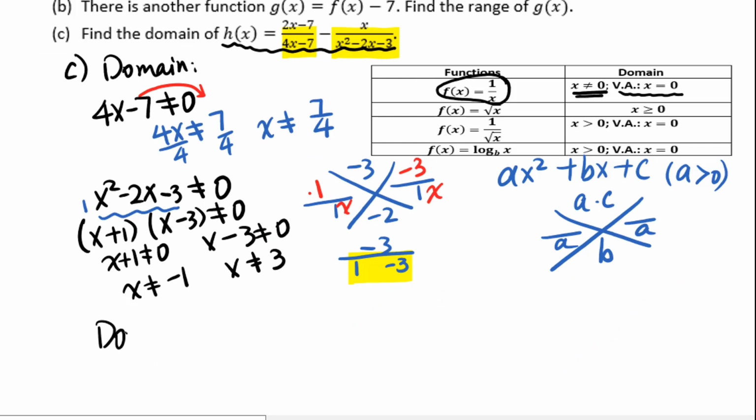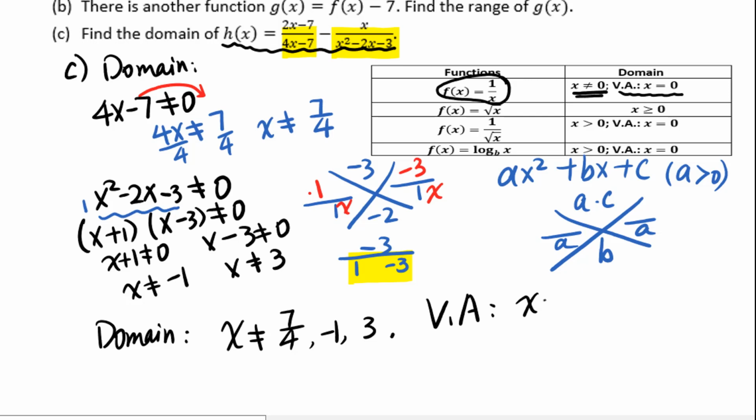Therefore, for the domain for h of x function, we know that x is not equal to 7 over 4, negative 1, and 3. For the vertical asymptote line, we can write down x equals 7 over 4, x equals negative 1, x equals 3. We have 3 vertical asymptote lines.